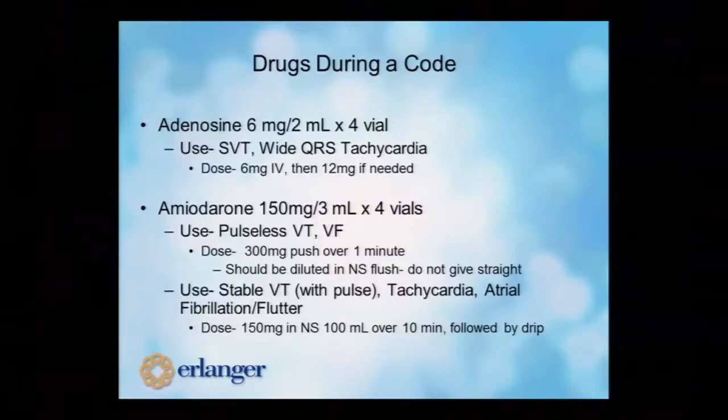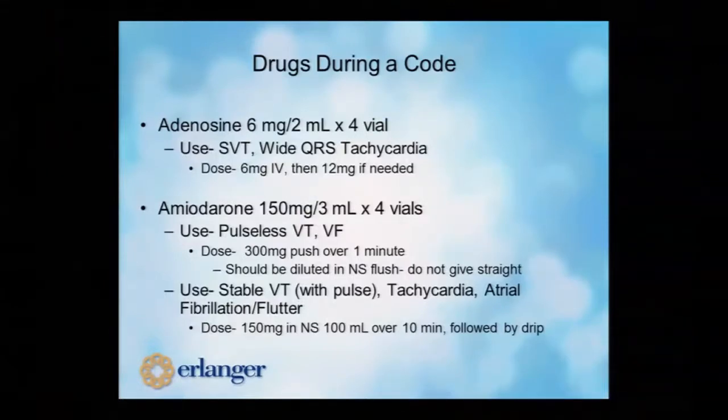So for adenosine, it's 6 milligrams in a 2 mL vial. The times that we would use that is if they're in stable VTAC or if they have a wide QRS tachycardia. The biggest thing with that is you start with a 6 milligram dose and then use the 12 milligram dose if needed. A lot of people think more is better, so you want to make sure when they say adenosine that you're making the recommendation and actually listening to what dose they said.